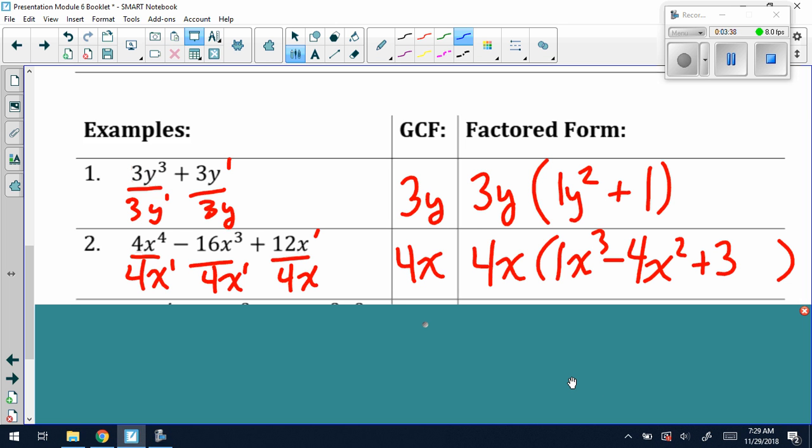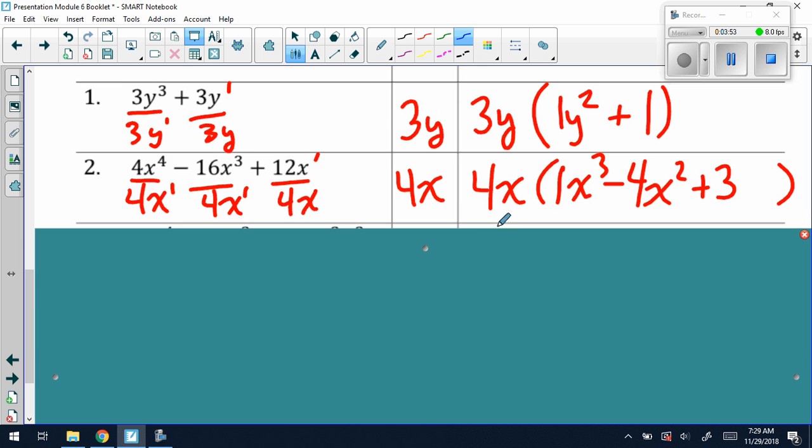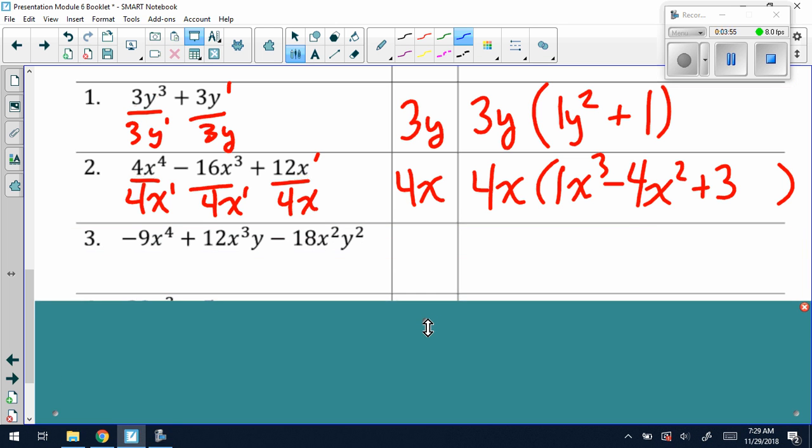Again, if I distribute, 4x times 1x cubed is 4x squared. 4x times negative 4x squared is negative 16x cubed. 4x times 3 is 12x. Moving on to example 3.